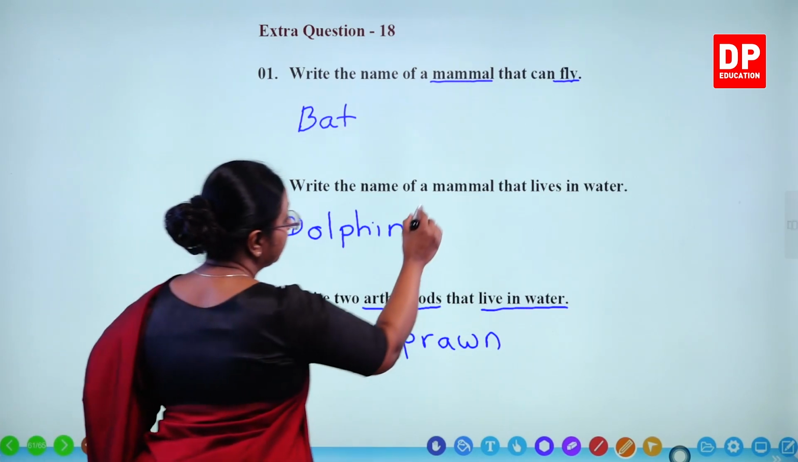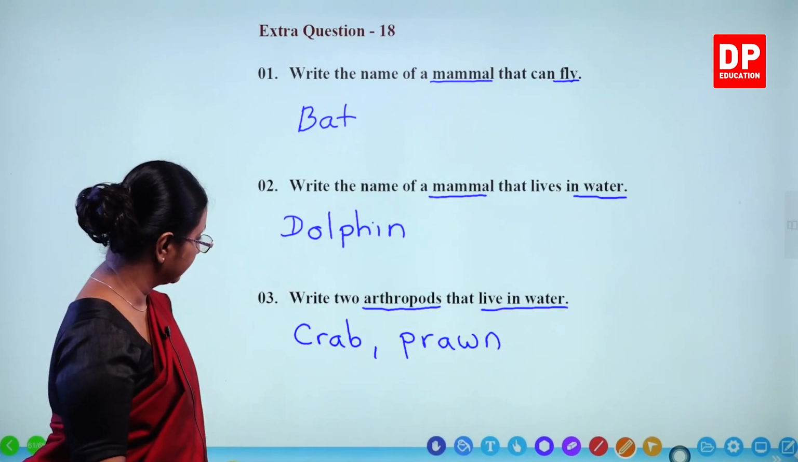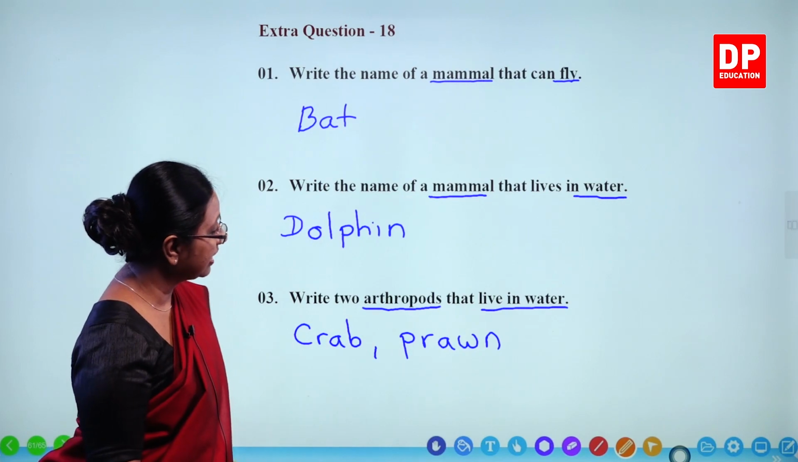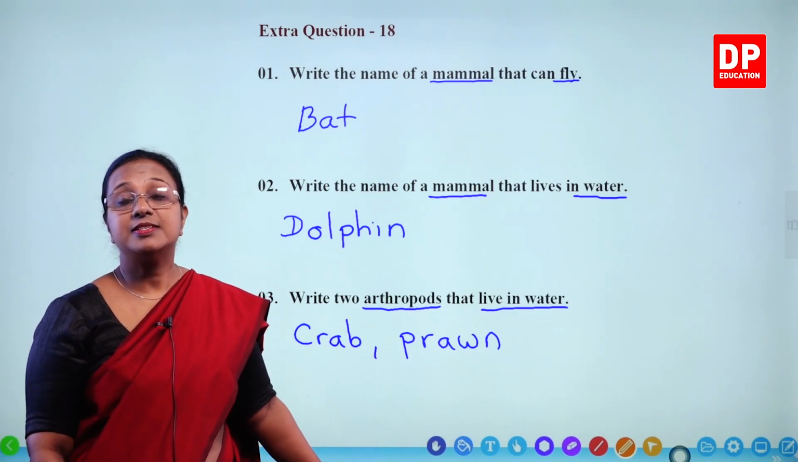Write the name of the mammal that lives in water: dolphin. You can also write whales. Write 2 arthropods that live in water: crab, prawn. Any one of these can be written.